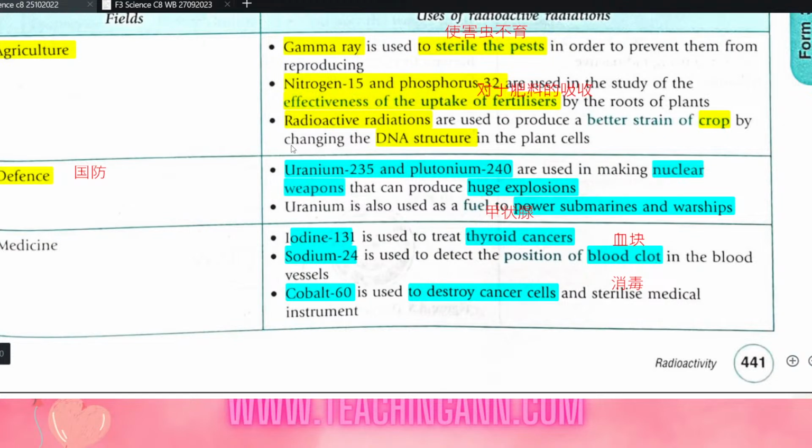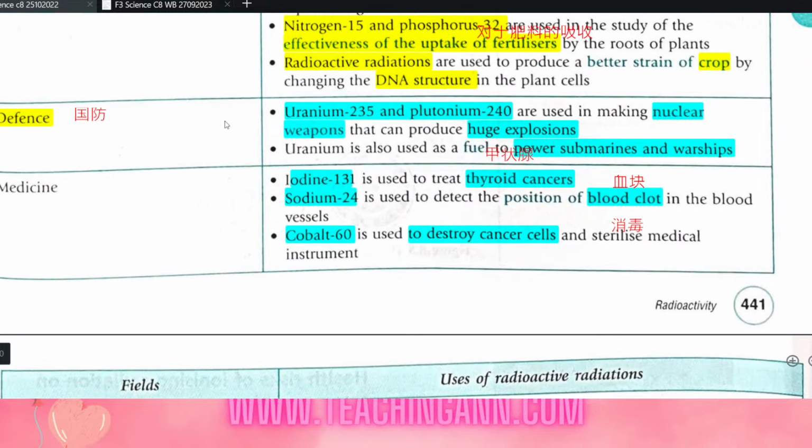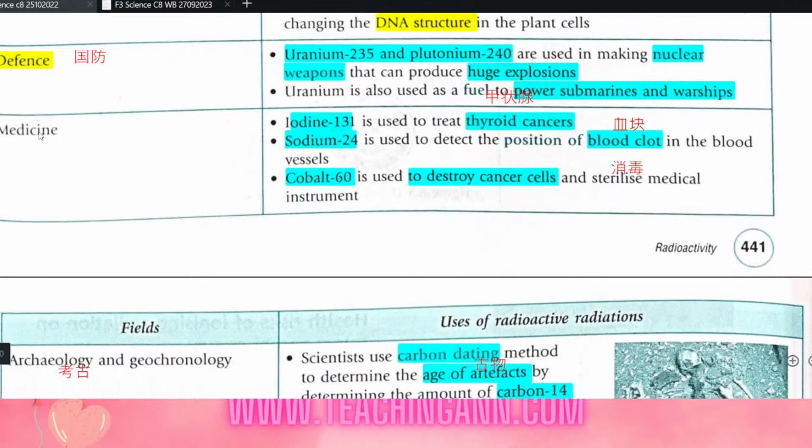So meaning to say we modify the DNA structure. So smart, right, these people? How would they know which strain they modify? They just modify. Now next, defense. So uranium-235, plutonium-240, we use it to make nuclear weapons. If you can make nuclear weapons, same thing, you can use it to generate what? Power. So they power the submarine and warship. And of course, your spacecraft. Understand what spacecraft is, right? Okay, spacecraft, 太空船. And spacecraft cannot use solar. There's no sun out there.